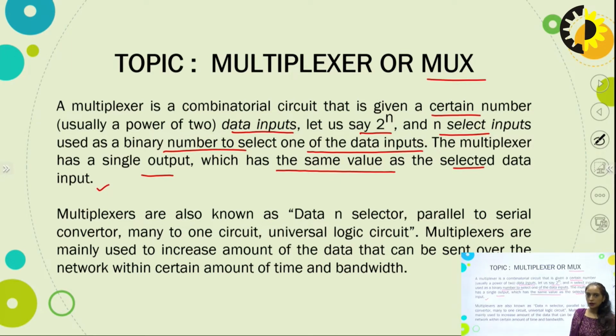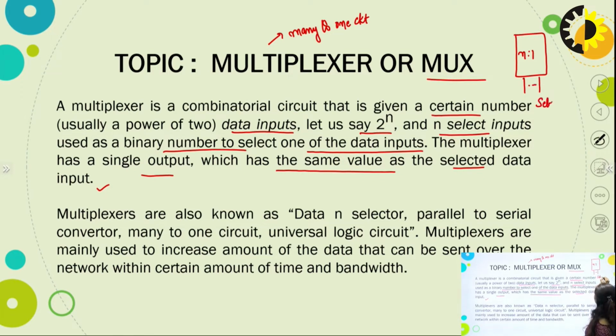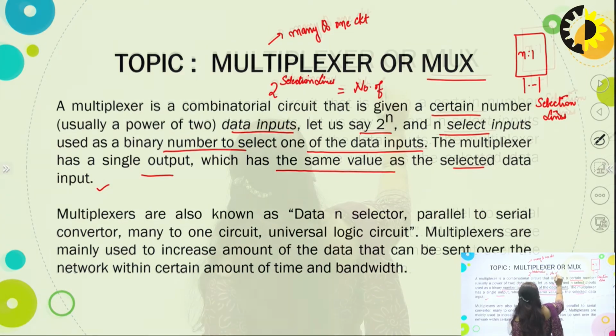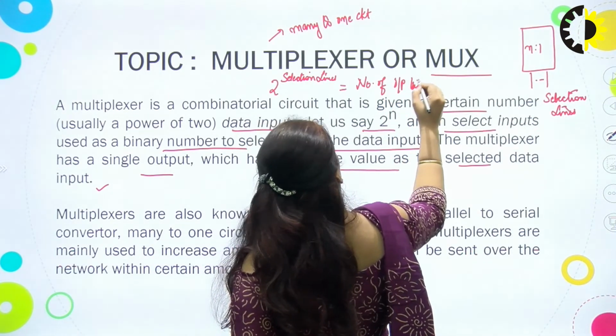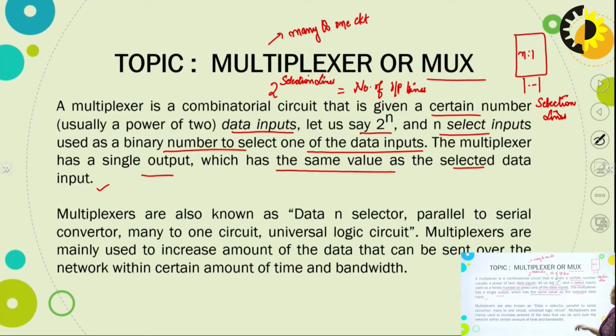Okay, so multiplexer is also known as many to one circuit. So we have n input lines and a single output line. Now how many input lines we are going to connect? These are given by selection lines, and the relationship between selection lines and input lines is 2 raised to the power selection lines is equal to number of input lines.